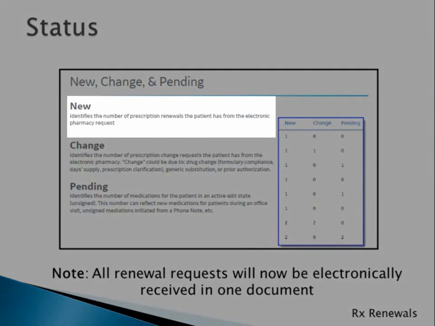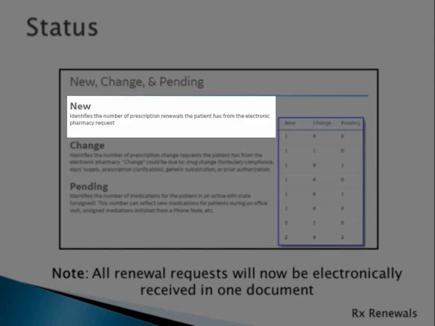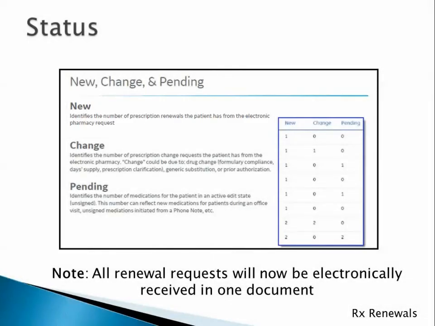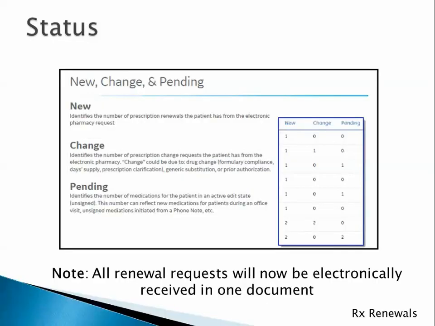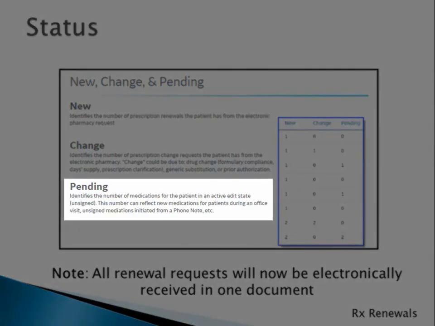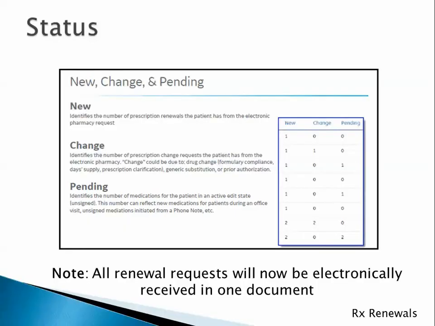New identifies the number of prescription renewals the patient has from the electronic pharmacy request. Change identifies the number of prescription change requests the patient has from the electronic pharmacy. Change could be due to drug change such as formulary compliance, days supply and prescription clarification, or generic substitutions and prior authorization. Pending identifies the number of unsigned medications. This number can reflect new medications during an office visit or unsigned medications initiated from a phone note.